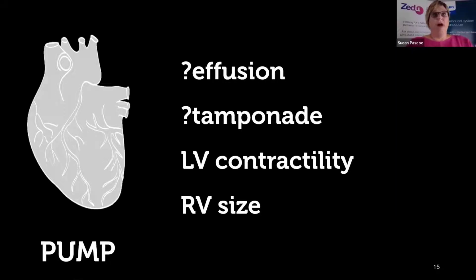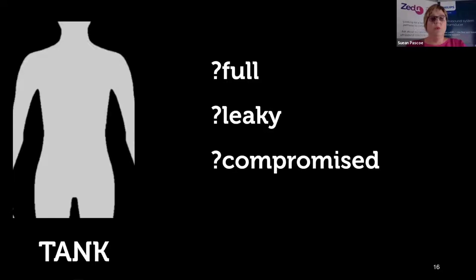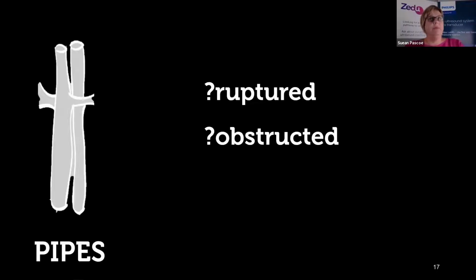When we look at the pump, we're looking for causes such as effusion and tamponade, and we're looking at the contractility of the heart and the right ventricular size. When we're looking at the tank, we're trying to determine whether the tank's full, whether it's leaky or compromised. And when we look at the pipes, we're looking to see if there's been any rupture of the pipes or if there's an obstruction of the pipes.